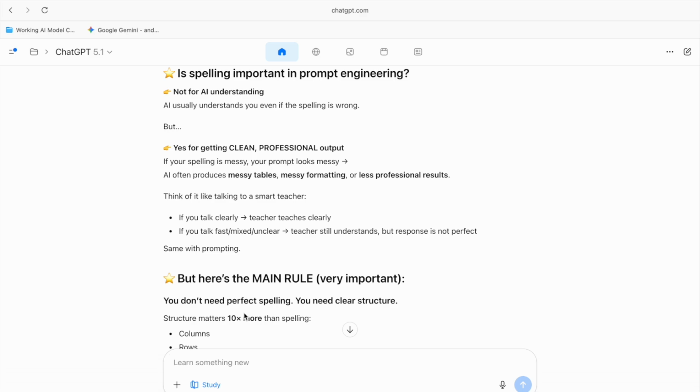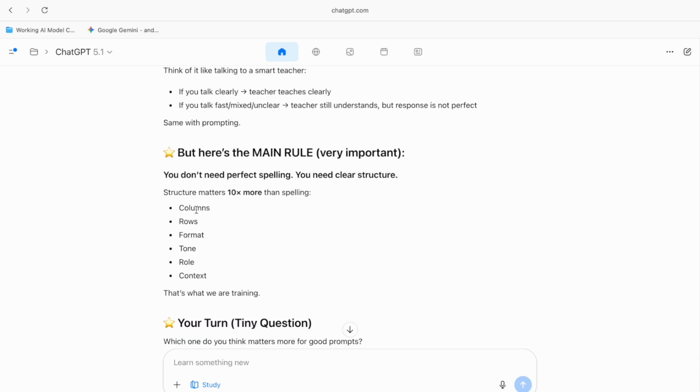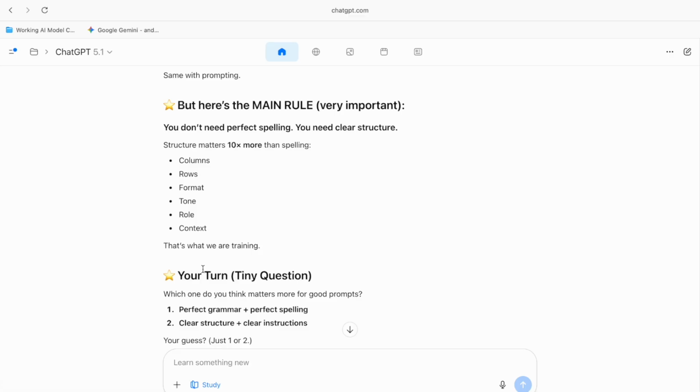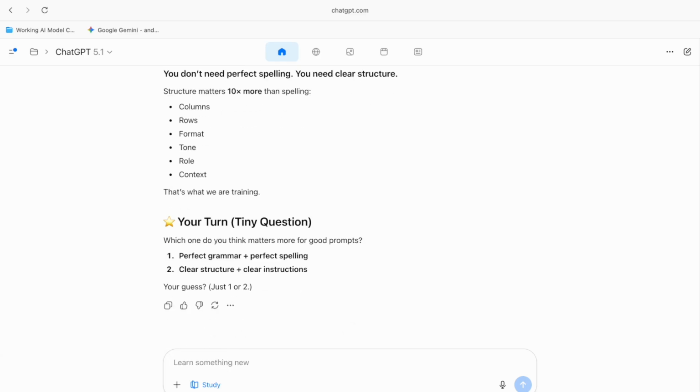Same with prompting. But there is a main rule, very important. You don't need perfect spelling, you need clear structure. Structure matters 10 times more than spelling. Columns, rows, form, tone, role, context. Okay, that structure is what we are training. Your turn, tiny question. Which one do you think matters more for good prompting? Clear structure, clear instruction. Of course, number two.